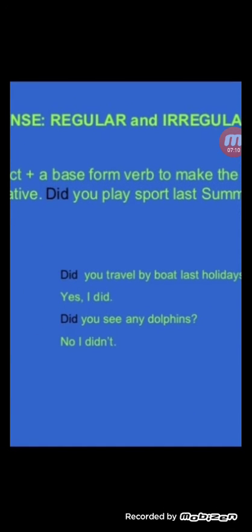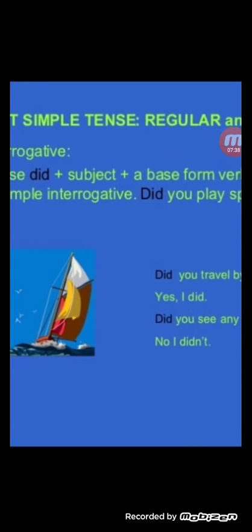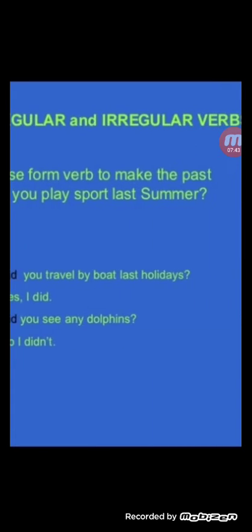now let's discuss how we form interrogative sentences. When we have to make questions in this tense, I mean simple past tense, we need to use the helping verb did, and that did will be applied at the beginning of the sentence. Whenever you start a sentence to make a question, we have to apply did at the start of the sentence. Use did plus subject plus base form verb to make the past simple interrogative.